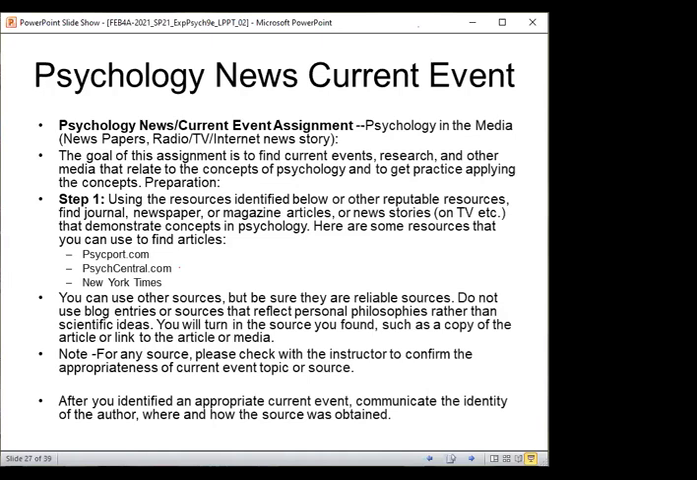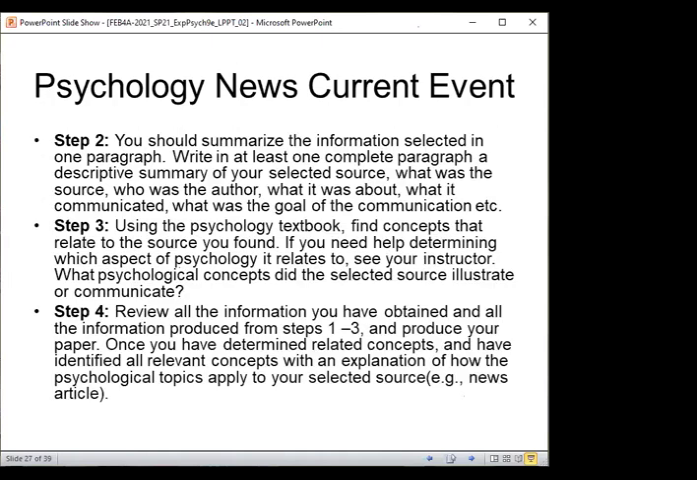After you've identified an appropriate current event, communicate the identity of the author, where and how the source was obtained. Step 2. So 1 is basically introducing your source. And then step 2, you should summarize the information selected in 1 paragraph. Write in at least 1 complete paragraph a descriptive summary of your selected source. What was the source? Who was the author? What is it about? Step 3, you're going to, using the psychology textbook, find concepts to relate to your source that you found. That's one of the key ideas.